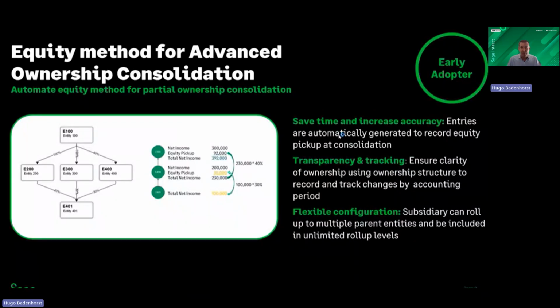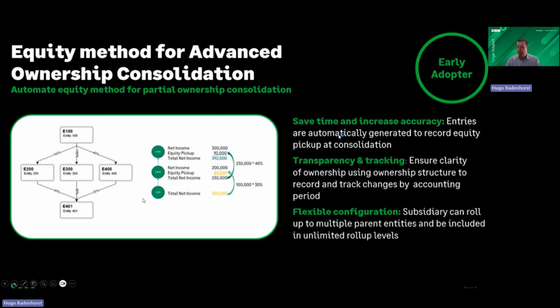Within the advanced ownership consolidation, that's one that exists already, but that's basically catering for partial ownership, minority interest reporting, those type of things can be done, and also tiered consolidation. Now, when we brought in the equity method, again, this is an early adopter, so from the release notes, you can apply for this one, and it can be activated. But basically, if you use the advanced ownership consolidation, you can set up a structure where, in this instance, you can see entity 401. There's 30% that's owned by entity 400, and 40% that's owned by entity 200. So it's one entity that's got multiple ownership.